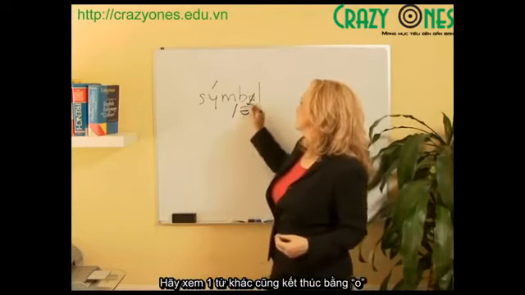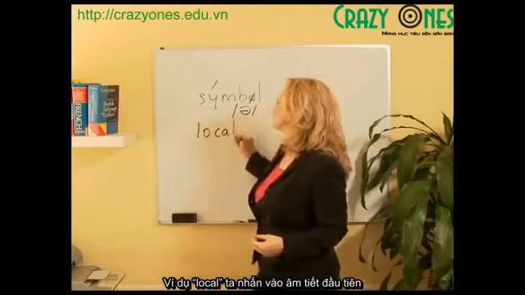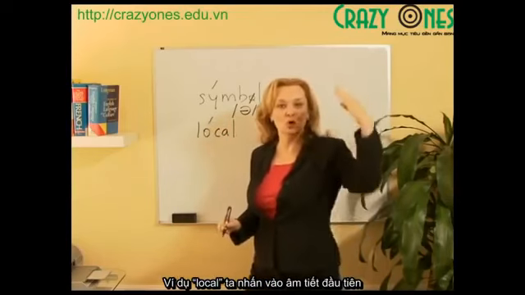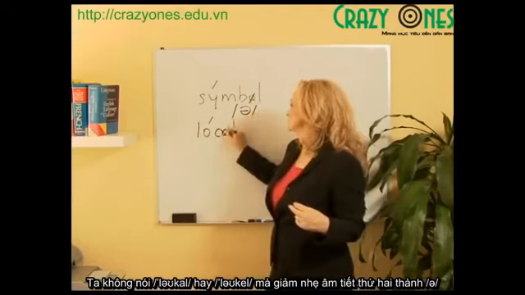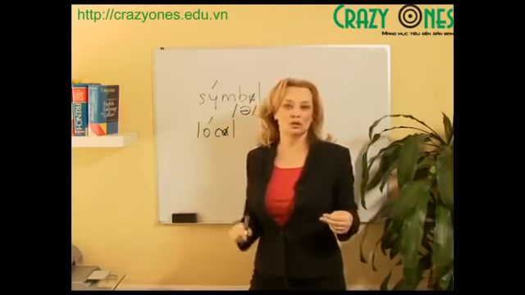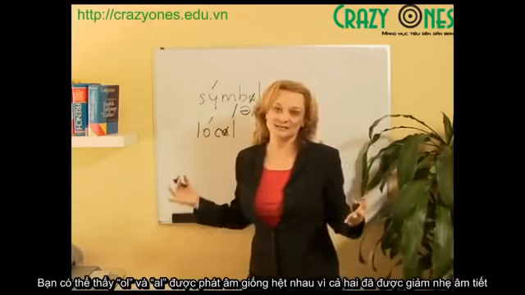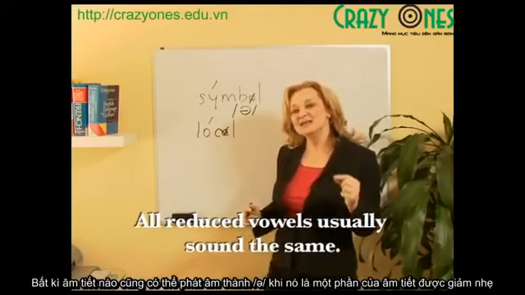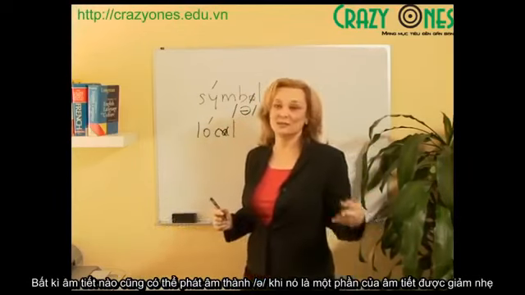Let's look at another ending with O. For example, we stress the first syllable here, low, but we don't say local. We reduce the second syllable and it becomes the uh sound, local. So you see OL and AL sound exactly the same because they're both reduced syllables. So any vowel can sound like uh when it's part of the reduced syllable.